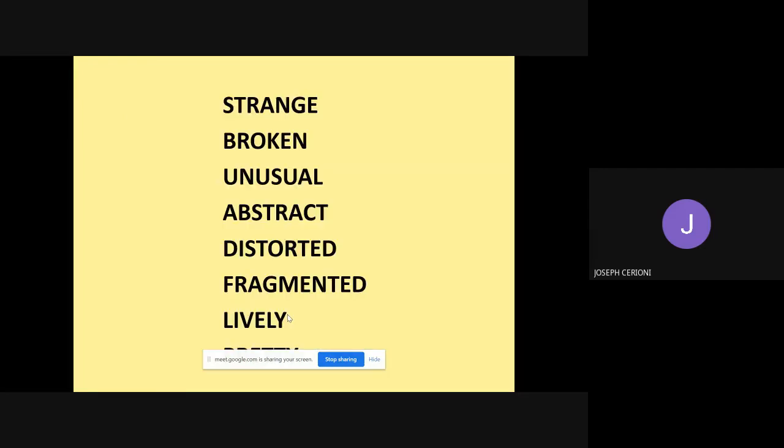But these are some words I would use to describe Picasso's work. Maybe strange, broken, unusual, abstract, distorted, fragmented, lively.